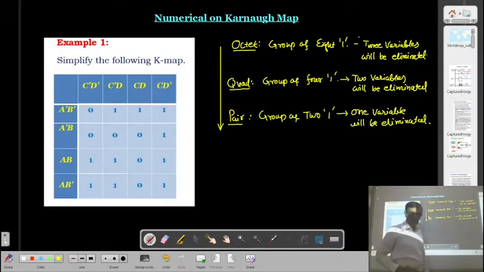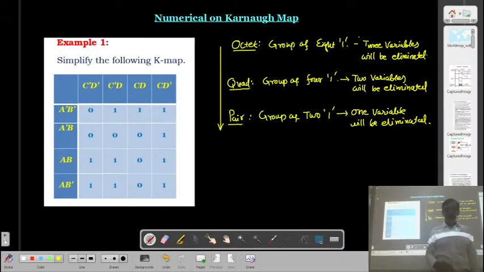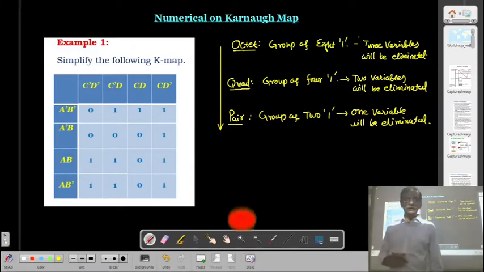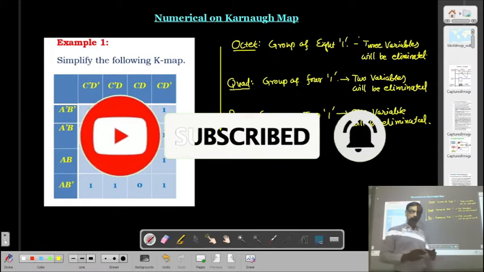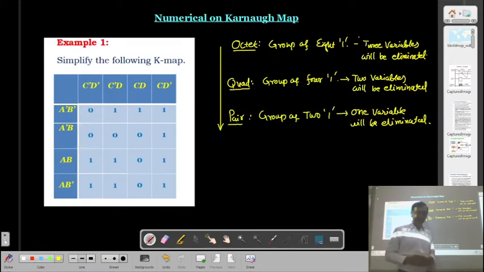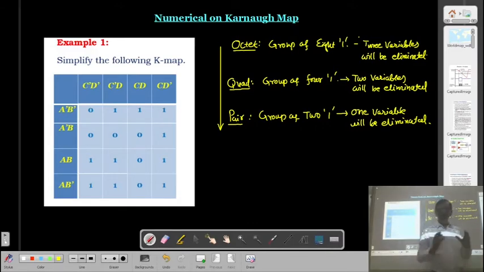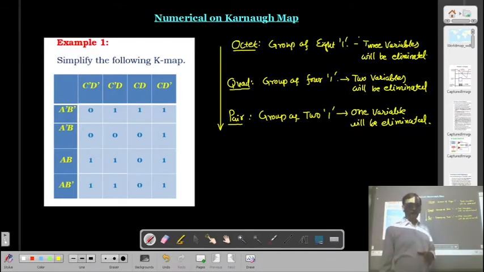Okay, friends. So, in the previous session of a Karnaugh map, we discussed some rules for the simplification of the Karnaugh map. And what is the Karnaugh map? I already mentioned that it is a visual representation of a truth table. In the Karnaugh map, we have a number of cells. These cells represent the positions of the min terms. Now, once you have the Karnaugh map, you have to find the largest group of high levels. If you find the largest group, that will give you a more simplified logic circuit.